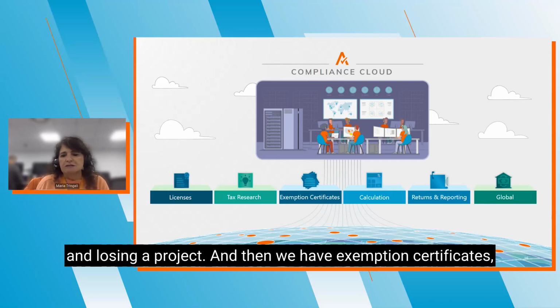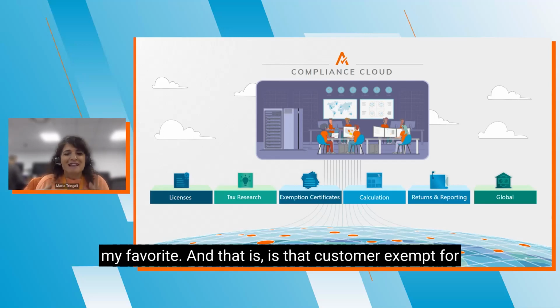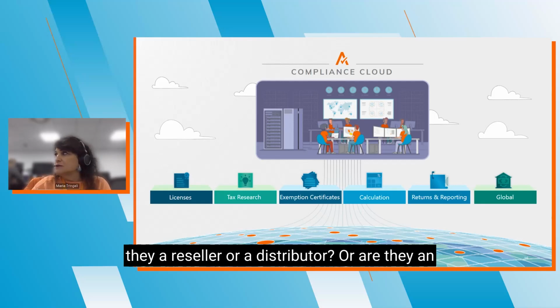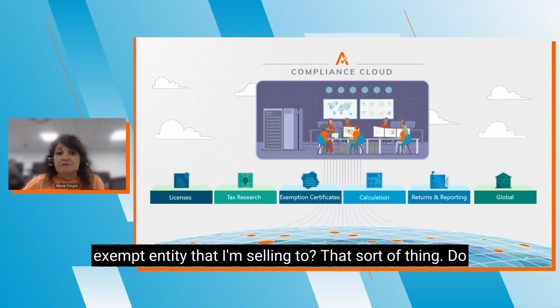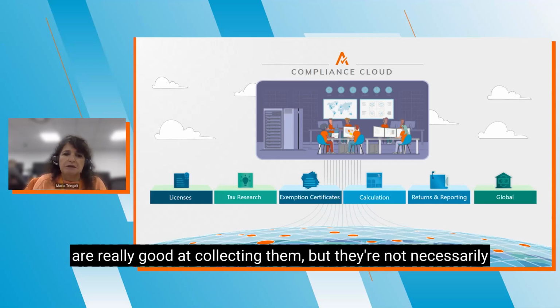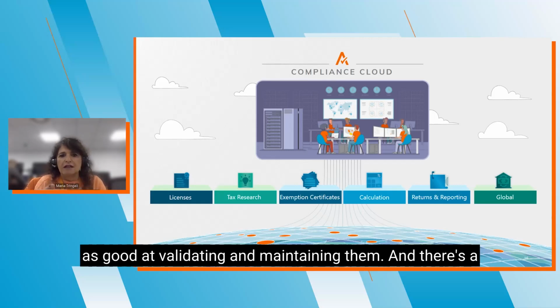And then we have exemption certificates, my favorite. Is that customer exempt for whatever reason? Are they reselling? Are they the contractor? Are they a reseller or a distributor? Or are they an exempt entity that I'm selling to? That sort of thing. Do I have those in good shape? A lot of people are really good at collecting them, but they're not necessarily as good at validating and maintaining them.